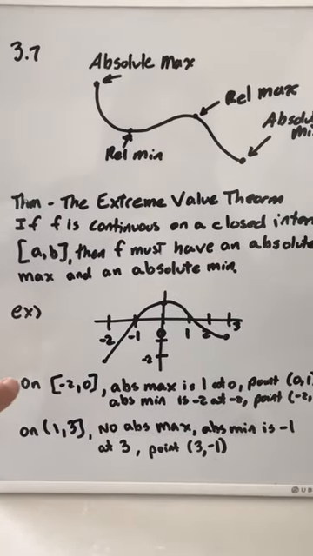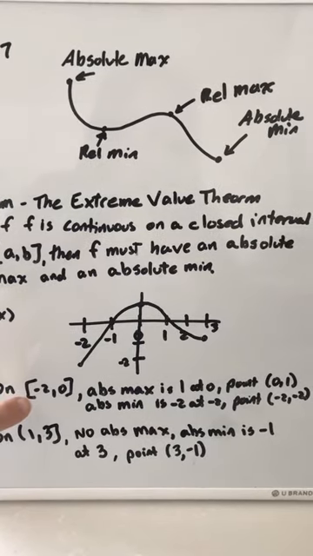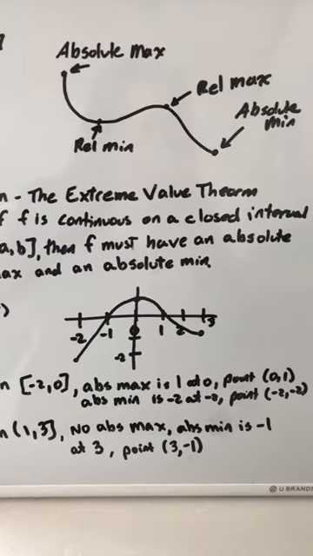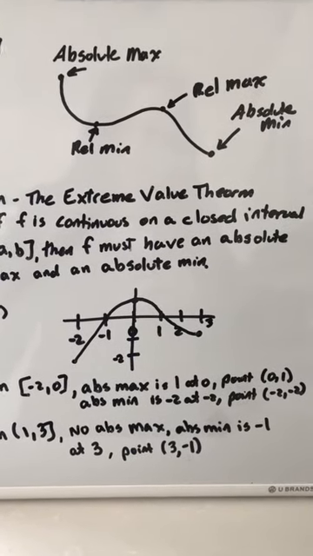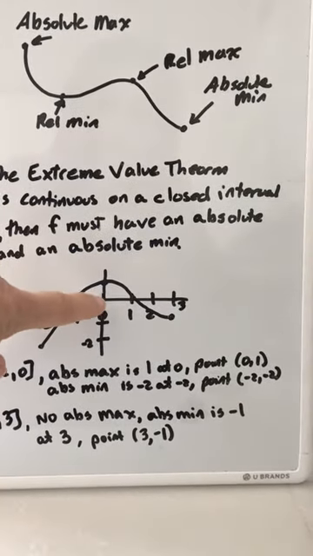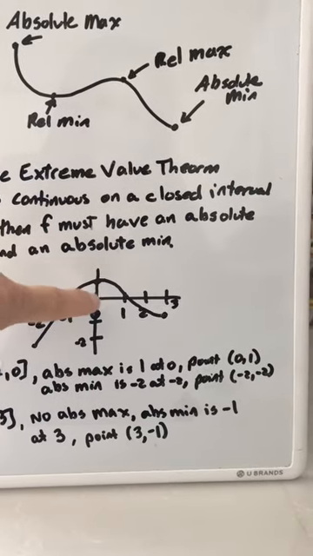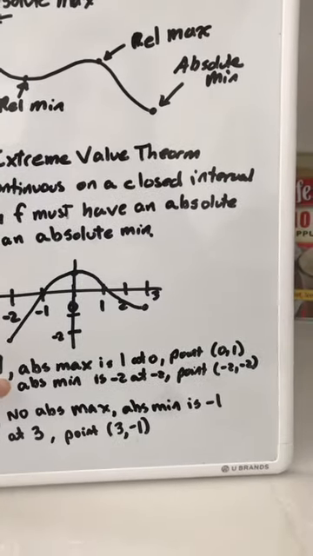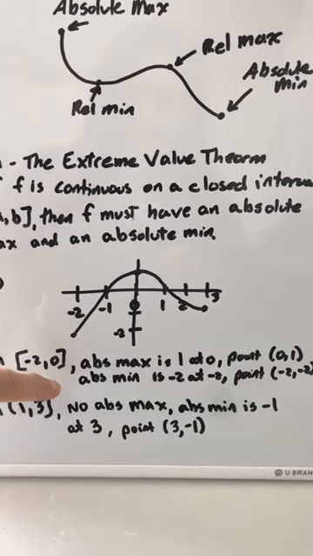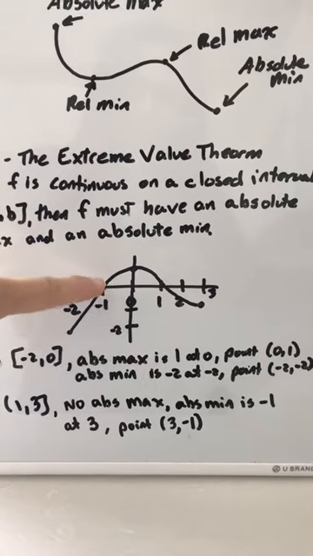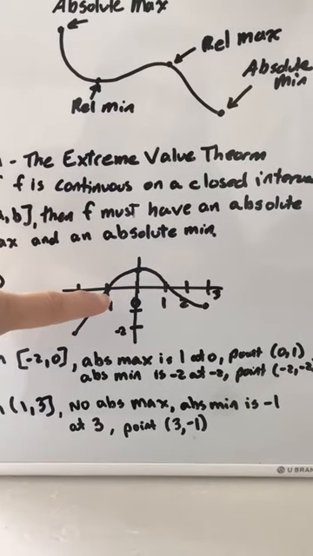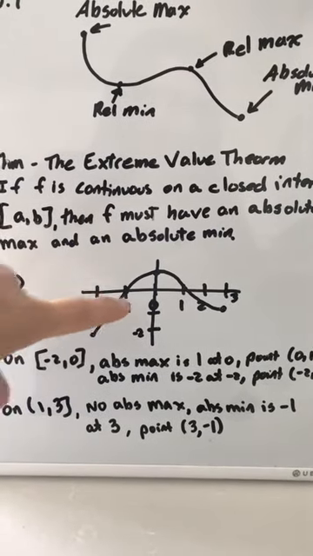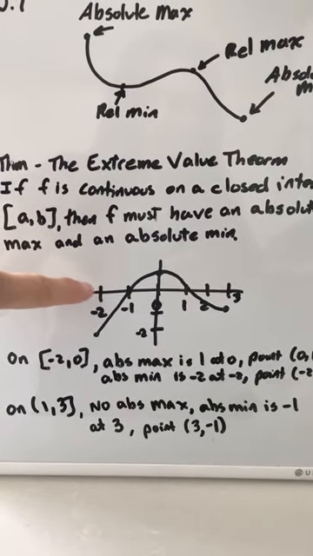And let's look first at a closed interval from -2 to 0. That's from here to here. Okay? The absolute max is 1 at 0. So here's 0 right here, and it is 1. X is 0, and y is 1. And we have an absolute min that is -2 at point -2. So -2 is our absolute minimum, and it's at point -2.